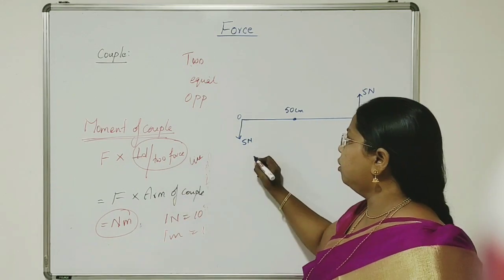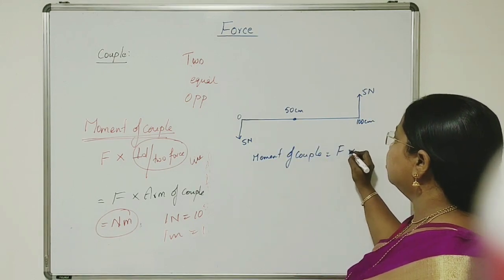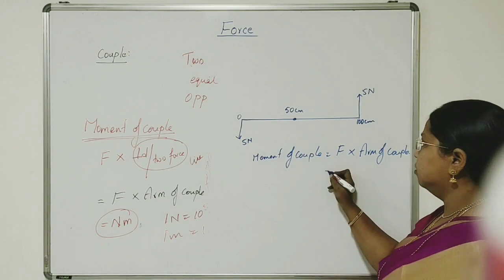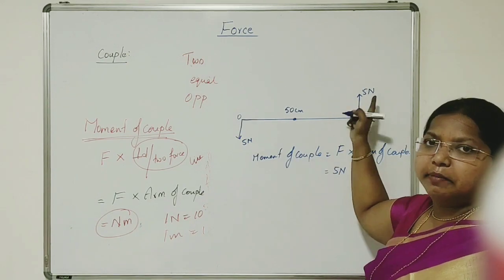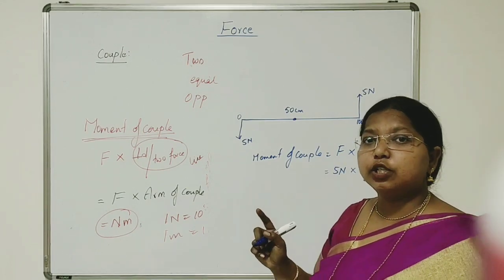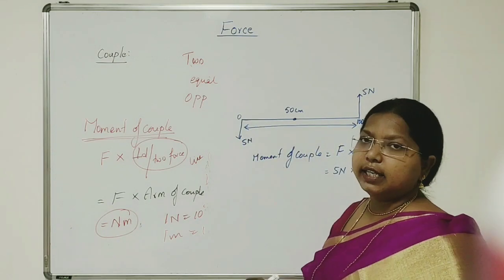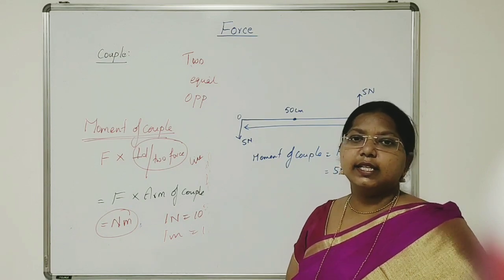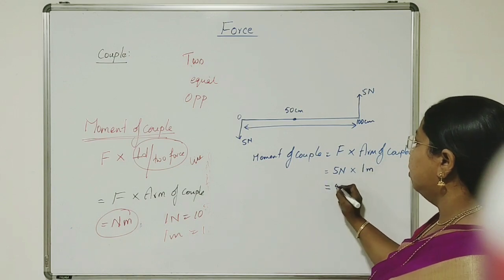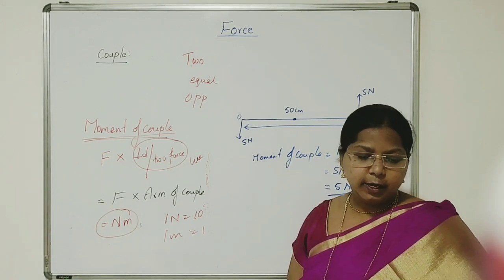Nothing but this formula, moment of couple is equal to force into arm of couple. What is your force? 5 Newton. Any of these two, equal forces of same magnitude, into arm of couple. Arm of couple is the distance between these two forces, total distance. As they have given you already that it was a meter rule, means the total distance is 1 meter. 5 Newton into 1 meter, that is equal to 5 Newton meter. So the resultant moment of couple is 5 Newton meter.